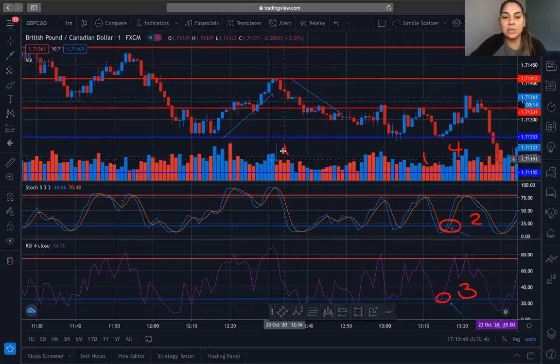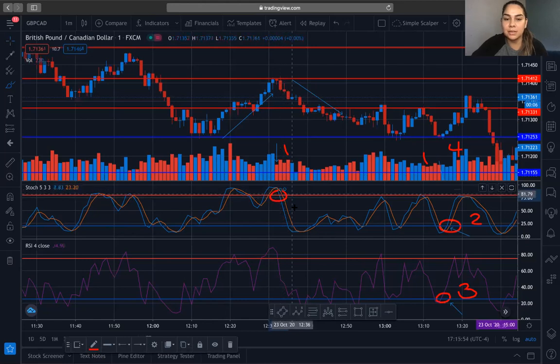Now, initially we can see here, first confirmation, okay? Our second confirmation is at this recross right here, okay? Giving us our second confirmation, and doing the exact same thing down below on the RSI, right? Guys, I've been using this strategy now for the past 16 months. And then when I implemented support and resistance, the game completely changed.